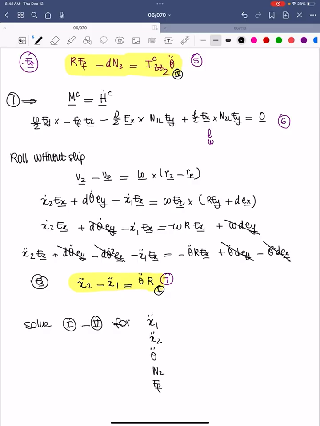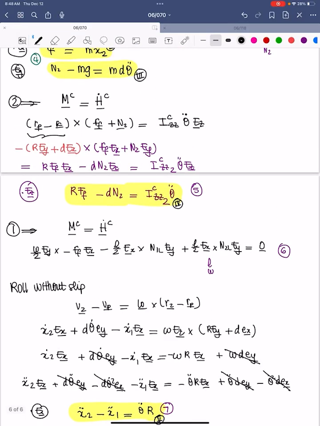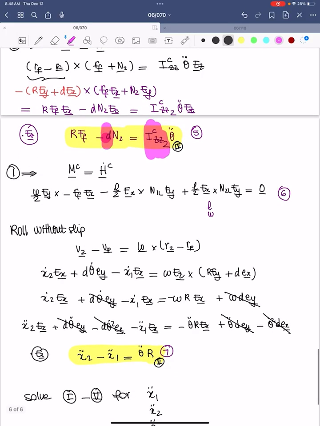Wow, that's a long problem. And actually we're not done yet because we still need to find these two quantities, d and ICZZ2, from geometry. I will pause this video and continue these calculations in another one.